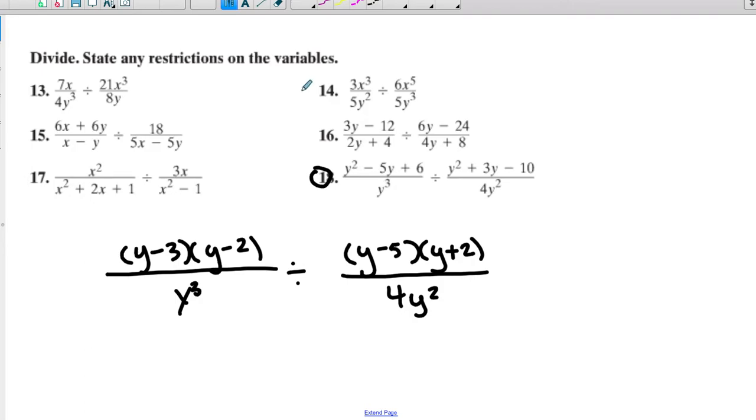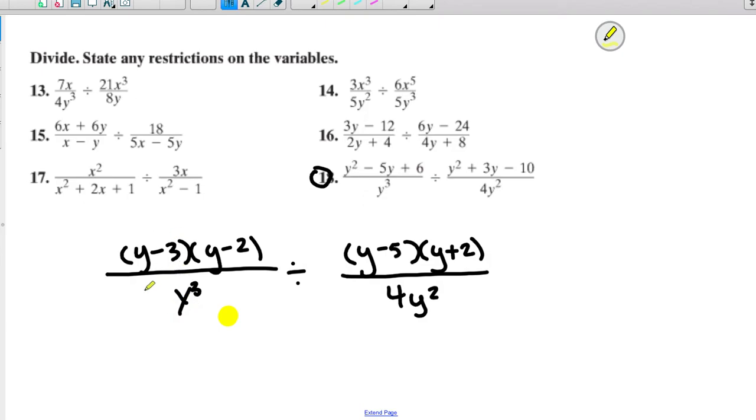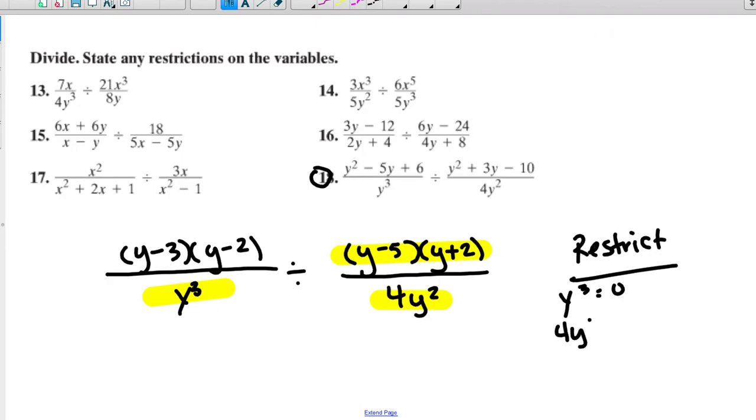Okay, so now keep in mind that when you are dividing, we have to leave it. So this is a possible 0, and then we have to flip it. Well, this is a possible 0 as it stands, and then when we flip it, this is a possible 0, so a possible restriction, I should say. So we have to take all of those into consideration. So now when we do the restrictions, we are going to have y cubed equals 0. We're going to have 4y squared equals 0. You're going to have y minus 5 equals 0. And you'll have y plus 2 equals 0.